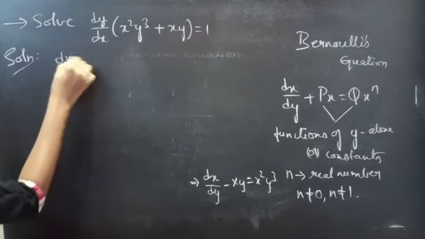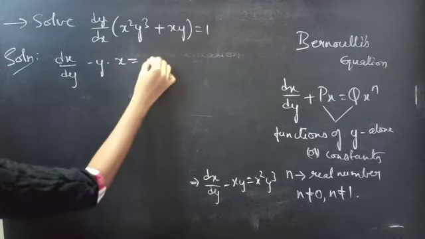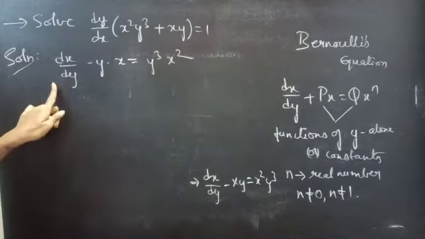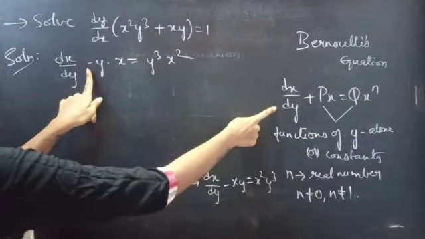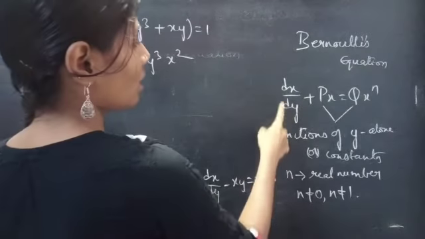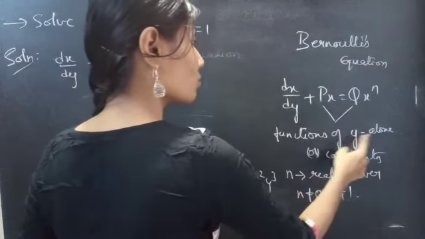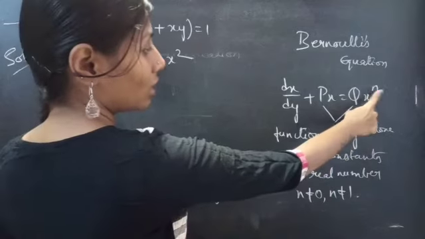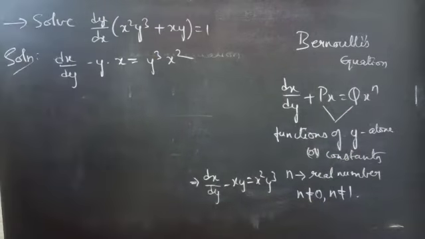We have dx by dy minus y into x equals to y cube into x square, which is Bernoulli's equation in x and y. See, compare with the Bernoulli's equation. We know that Bernoulli's equation in x and y is dx by dy plus p into x equals to q into x power n, where p and q are either functions of y alone or constants. And here you are having n, right? Where n is a real number such that n is not equals to 0 and n is not equals to 1.